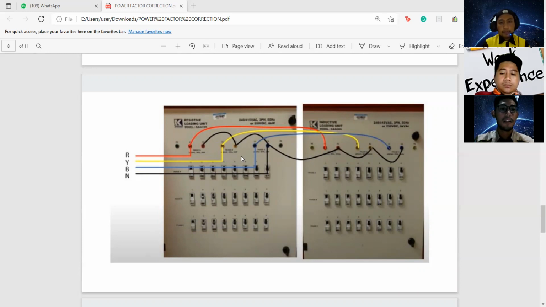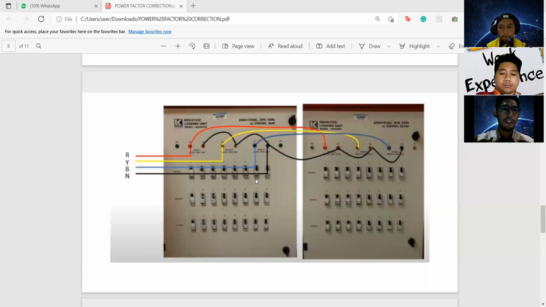So the connection from our system is the red, yellow, blue, and neutral. So we can proceed to connect red phase for the resistive load and go to the inductive load for the yellow phase, and then for the blue phase, and then finally for the neutral. So after we are done with our connection here, we can measure our power factor before we can get a perfect power factor correction.